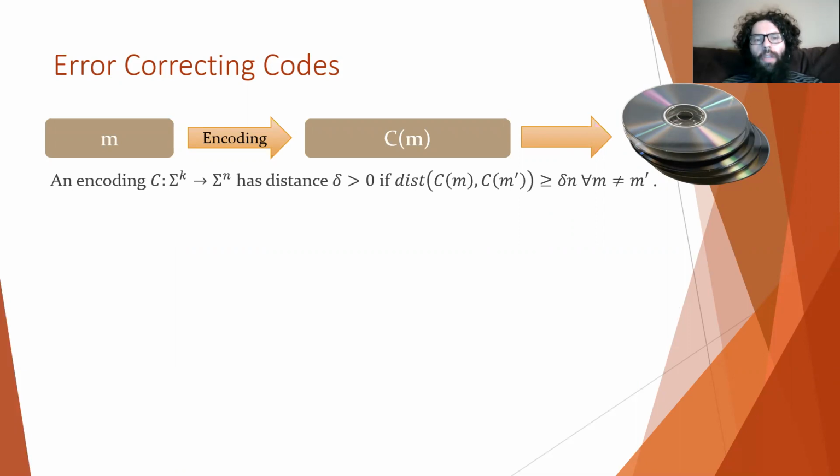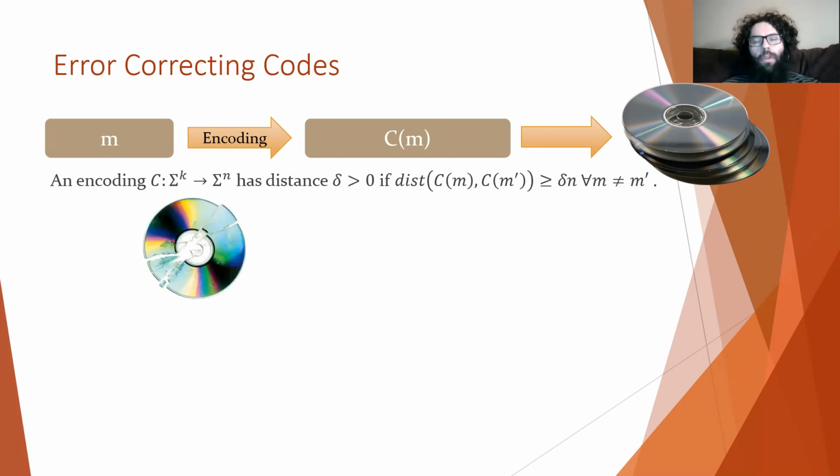We say an encoding has a good distance, it has distance delta, if for any two messages, their encodings differ in at least delta fraction of coordinates. So even if the two messages differ in only one coordinate, for example, it doesn't matter. The encodings differ in many coordinates.